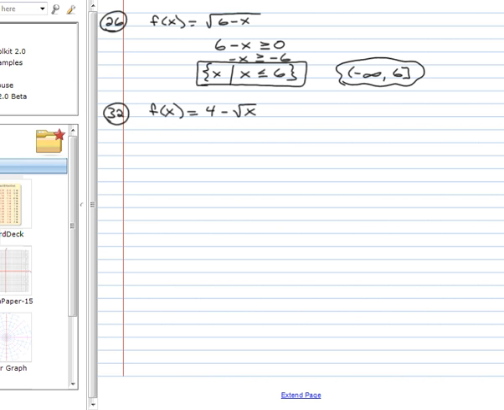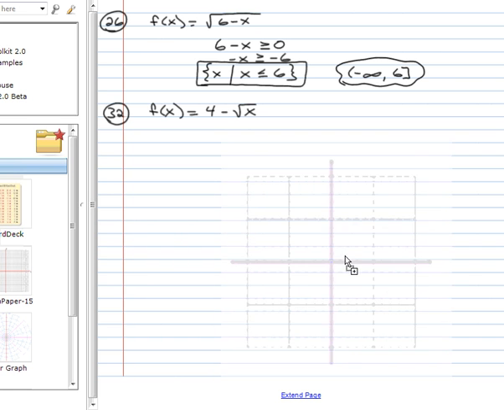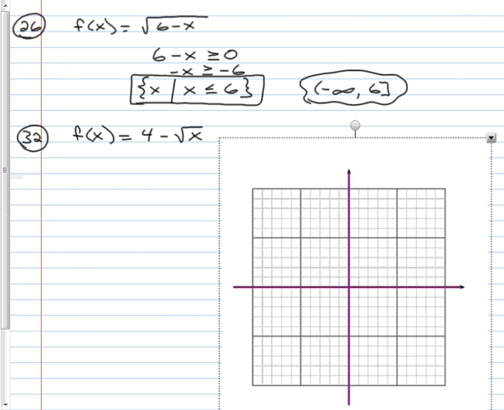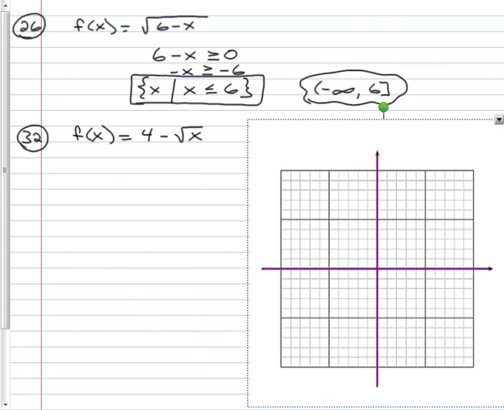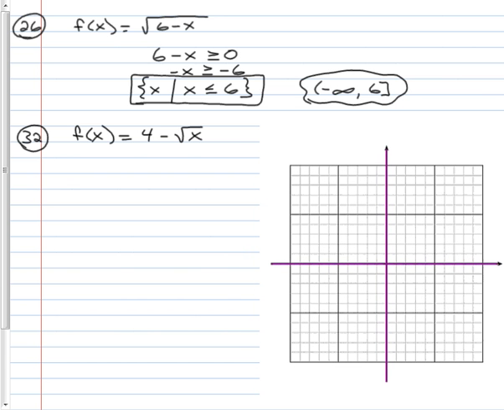Any ideas on how we are going to go about trying to graph this thing? Let's plot some points. Now I'm going to think about my domain a minute. What do I know? I have a square root here. What do I know about my domain? Can't be negative. So I know my x's have to be greater than or equal to 0. So that's going to give me a hint when I go to plot some points. I'm only going to choose x's that are 0 and bigger.